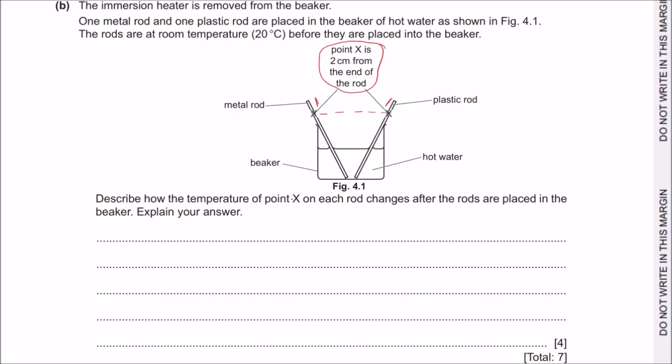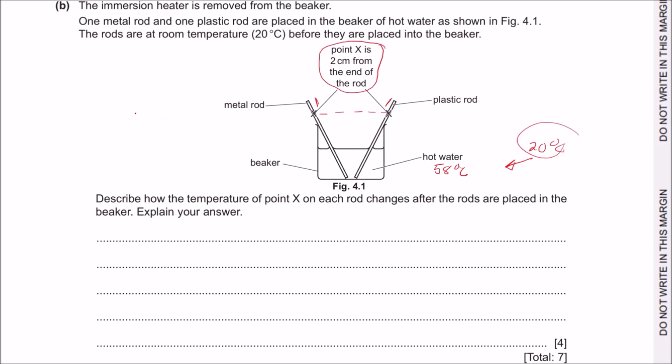Describe how the temperature of X on each rod changes after the rods are placed in the beaker. Explain your answer. So the beaker has water at 58 degrees Celsius, but the rods are at 20 degrees Celsius. So temperature must be increasing from 20 degrees Celsius going higher at point X. But how is energy moving from the bottom? It's going to be moving by conduction since these are solids.